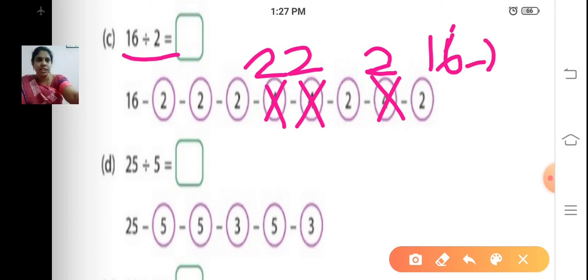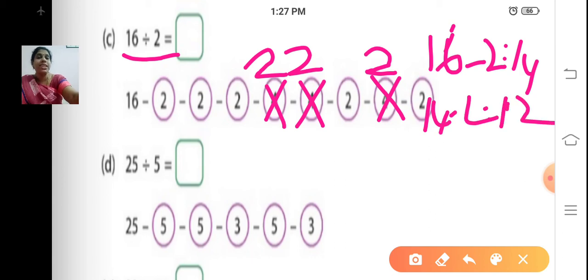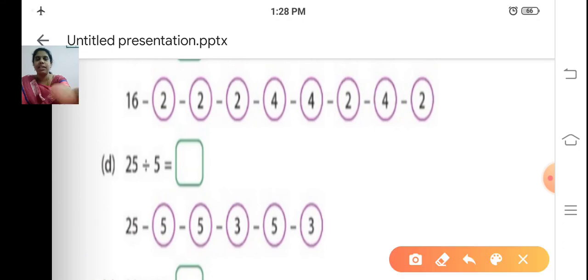So 16 minus 2 is equal to, yes, 16 minus 2, 14. Again 14 minus 2, 12. So like this you have to write till you reach 0. Now as it is given in the question, no need to write anything. So how many times have they subtracted? Just see and tell me.